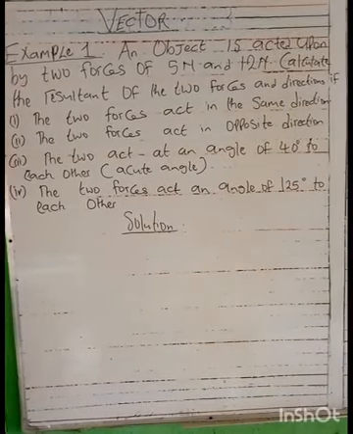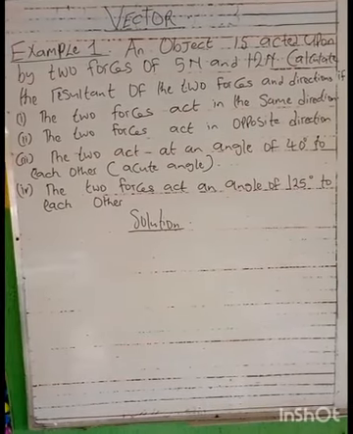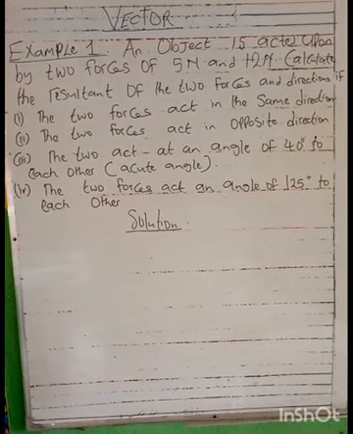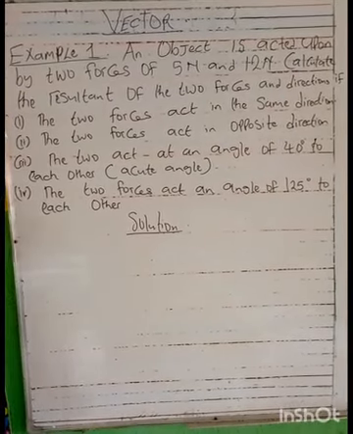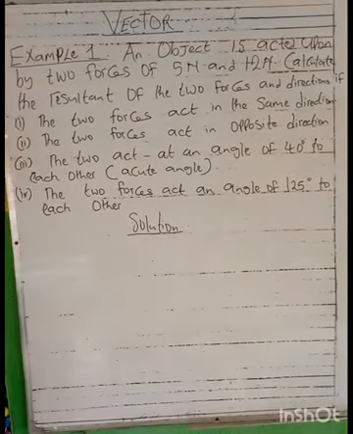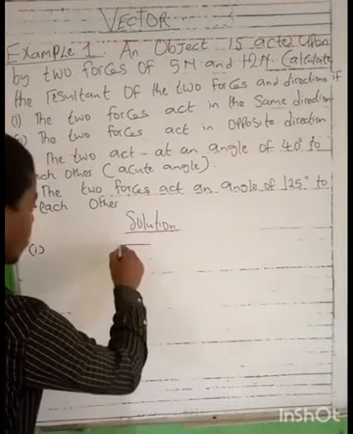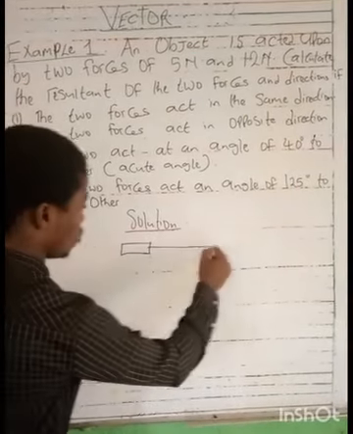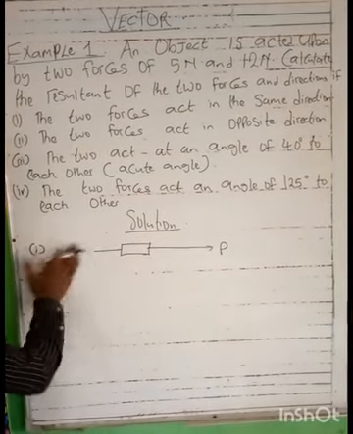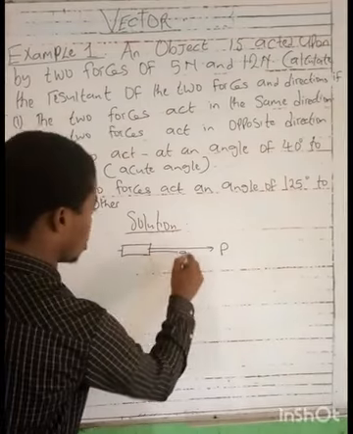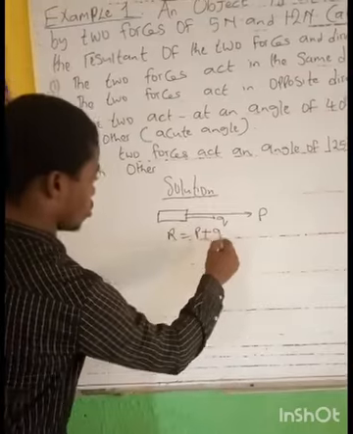Let's look at the first example. An object is acted upon by two forces of 5 Newton and 12 Newton. Calculate the resultant of the two forces and direction if, number one, the two forces act in the same direction. So if I have two forces acting on a particular object, let's say I have force P acting on this object, and I have force Q acting in the same direction on this object. So my resultant is equal to P plus Q.